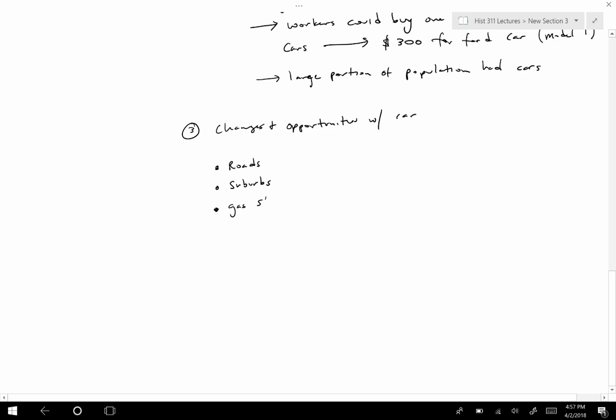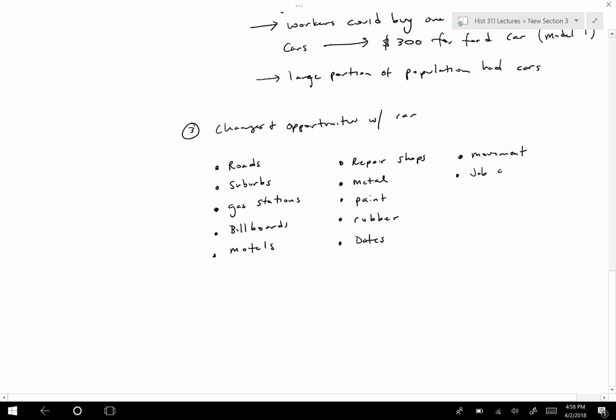You have gas stations, billboards, hotels, repair shops. What else would you be able to do? It also opened up the economy for metal, paint, and rubber because of purchasing either for repair or the car. Dates, movement, and specifically living further away from home. It also, with job availability, I'll put travel.